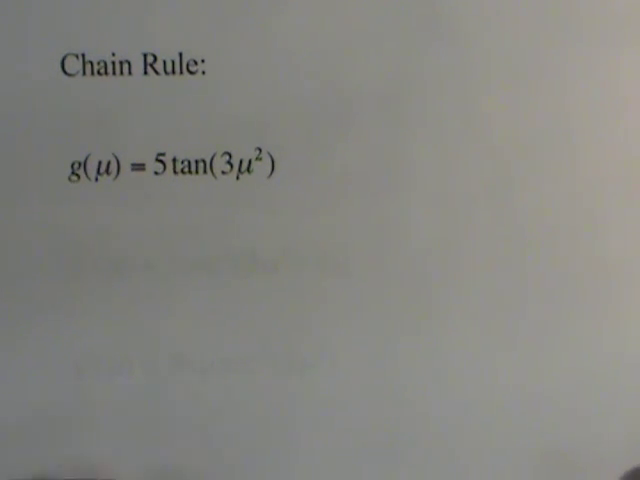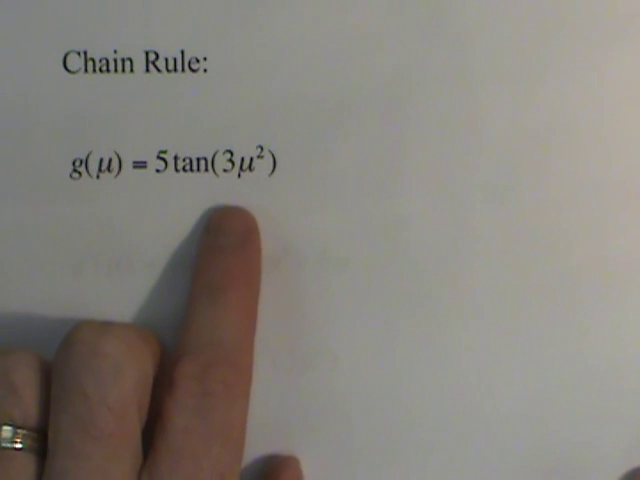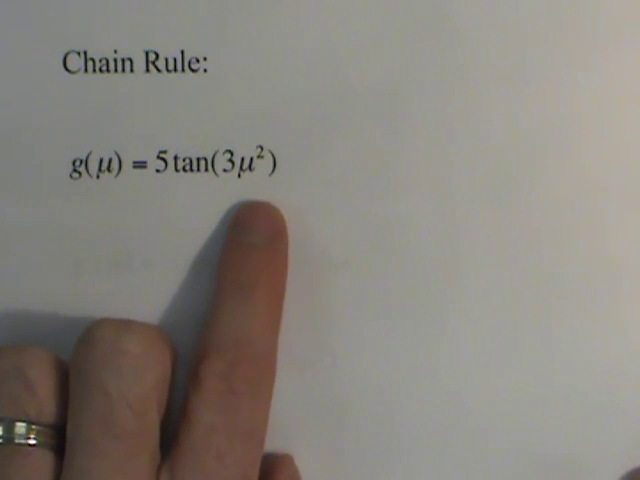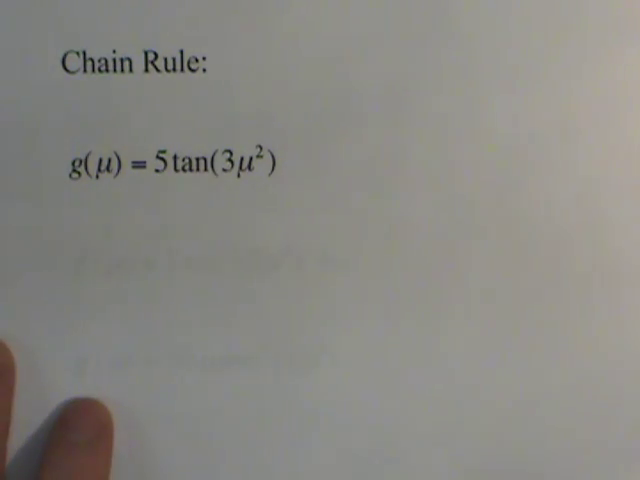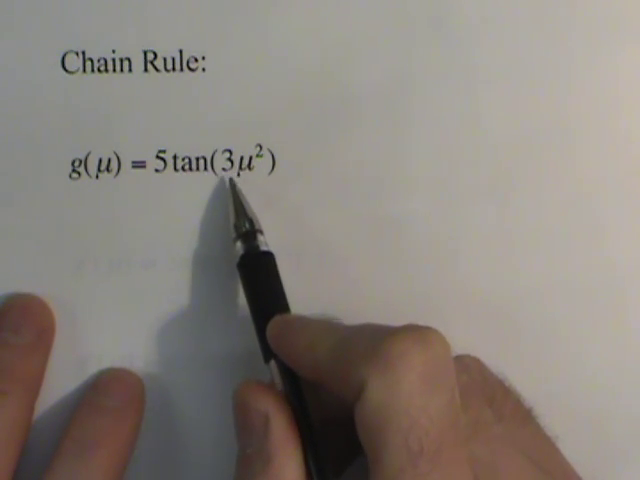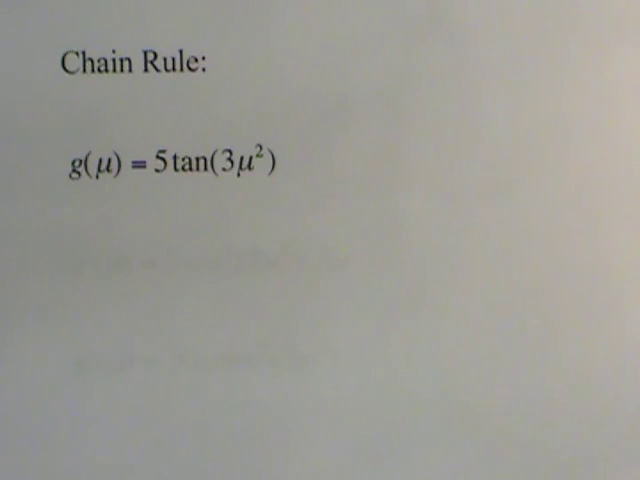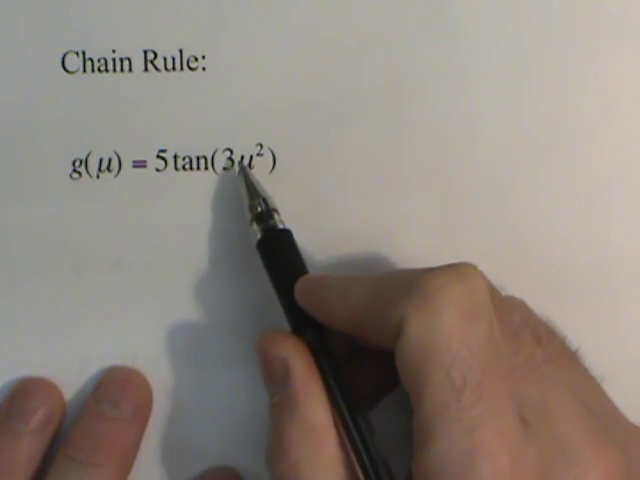My first problem says g of mu is equal to 5 tangent 3 mu squared. I don't know if you can notice the difference in this problem compared to the other ones. When we look right here at the angle, most of our other problems was always just x or y or whatever the case may be. Here we're allowed to get a little more complicated.